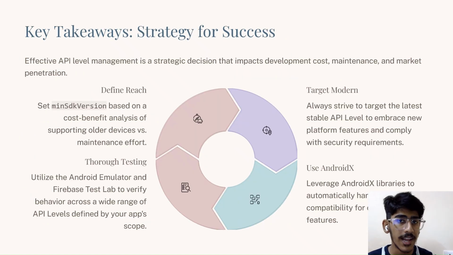To conclude the technical analysis, let's consolidate the core strategies for effective SDK and API management. First, define the reach. Select your minimum SDK version carefully based on a realistic assessment of your target audience and device data distribution. Next, target modern. Always compile against the latest stable API level to stay compliant and benefit from the system enhancements. Next, adopt AndroidX. Use compatibility libraries to simplify cross-version support and reduce maintenance complexity.